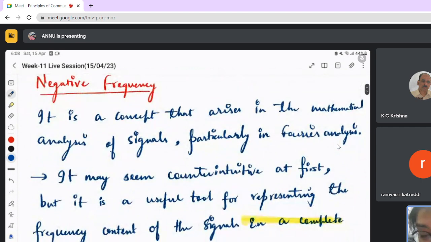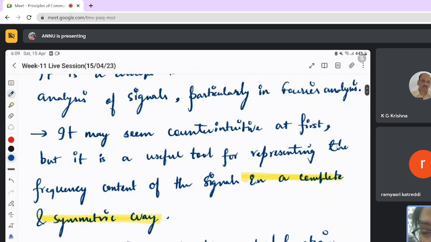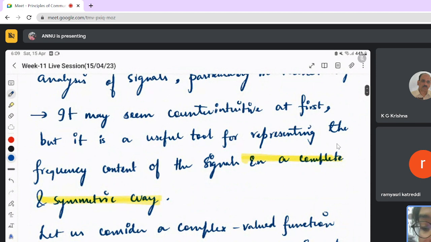First of all, negative frequency is a concept that arises in the mathematical analysis of signals, particularly in Fourier analysis. Fourier analysis means Fourier transform, because we have to see the time domain signal in the frequency domain. Spectrum is very rare in nature and very expensive, so we have to utilize it properly so that we don't have any wastage of spectrum in the frequency domain. It may seem counterintuitive at first, but it is a very useful tool for representing the frequency content of signals in a complete and symmetric way, because in the time domain you have signals from minus infinity to infinity, which you have to represent in the frequency domain.